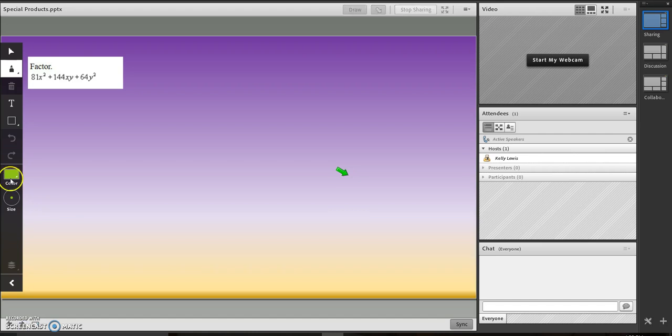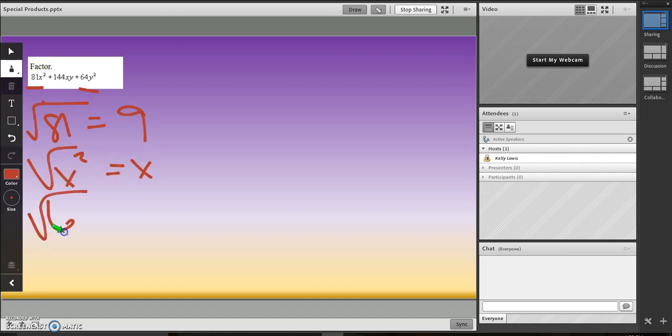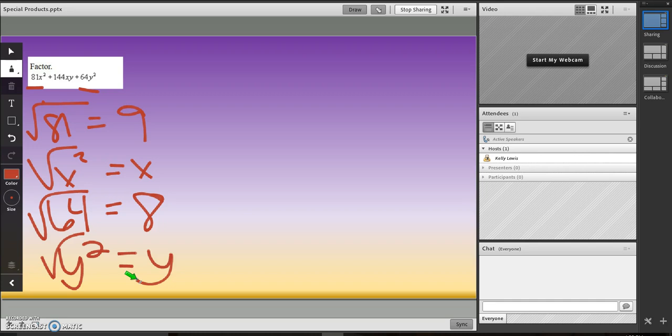All right, now we have this guy. Let's check. 81 is 9 times 9. 64 is 8 times 8. X squared is x. Ignore the middle guy for right now. Y squared, we're not going to get nervous. We need the square root of y squared, just like x squared, is y.